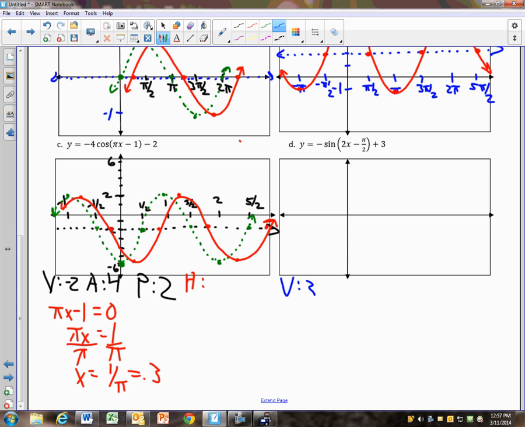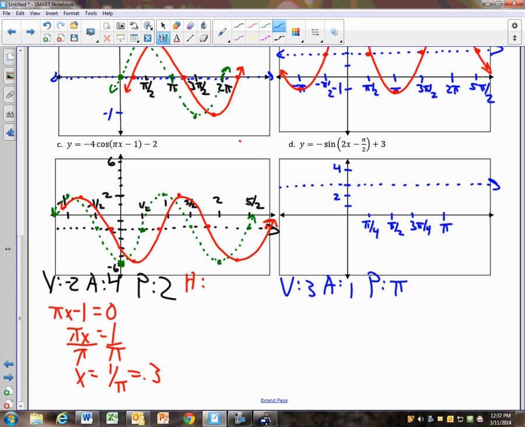Vertical shift is 3. Amplitude 1. So I will go up to 3. Make my line. What is going to be my maximum value? 4. Minimum value? 2. Got that. What's the period? Pi. You take 2 pi and divide it by 2 to get pi. Mark that. Divide it into 4 pieces. What's half of pi over 2? Pi over 4. So I have 1 pi over 4, 2 pi over 4, and 3 pi over 4.